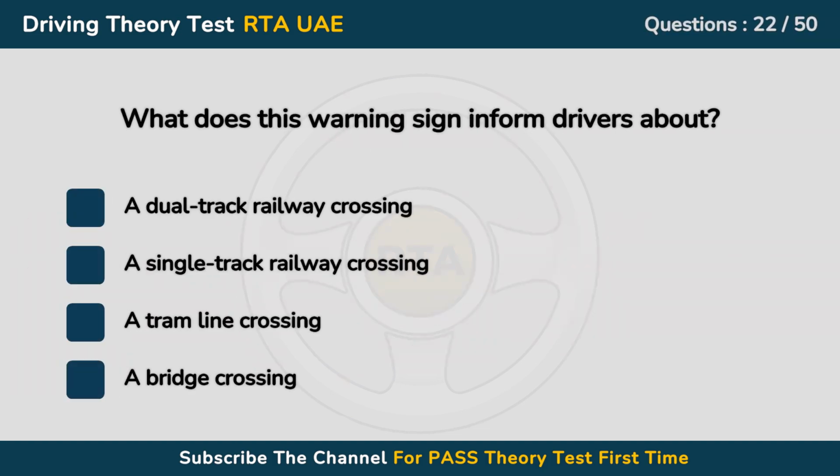Question 22. What does this warning sign inform drivers about? A. A railway crossing. B. A railway crossing. C. A tram line crossing. D. A bridge crossing.